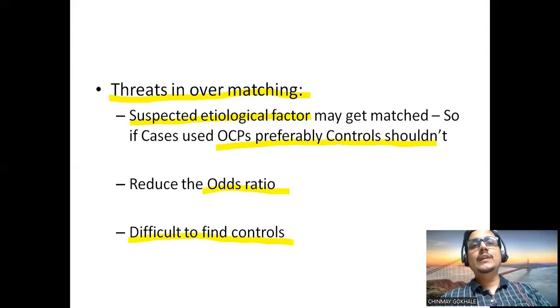Then you are looking that the control woman should also have had two children. She should have also completely breastfed both her babies. And as I said in the first part of this slide, she should have used the OC pills also for 10 years. And then you want to enroll her, it is very difficult to get this kind of situation in the actual practical real world in a research setting. So these are the three threats of overmatching.